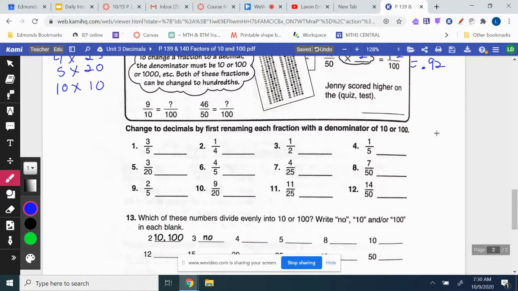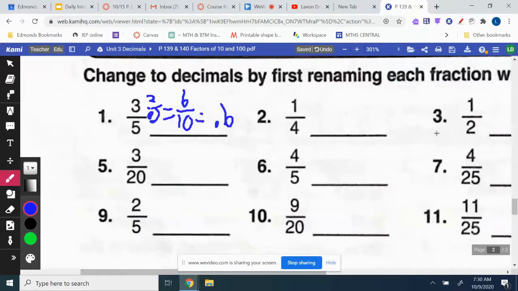They want us to change the decimals by renaming each fraction with a denominator of 10 or 100. So I know I can multiply this one by 2, top and bottom, and I would get 6 over 10, which would give me 0.6. I know I can multiply 20 on number 5 by 5, top and bottom. I get 15 over 100, and that gives me 0.15.